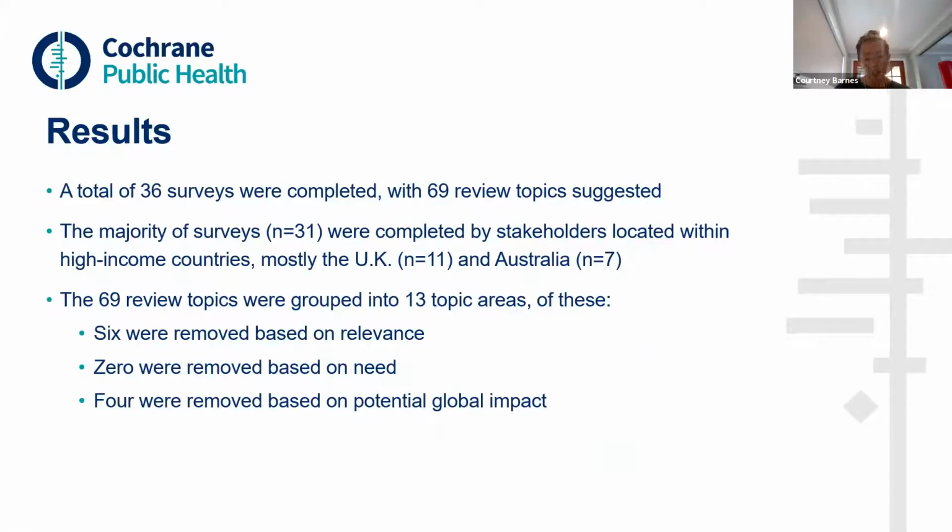So a total of 36 surveys were completed, and the majority of surveys were completed by stakeholders located within high-income countries. The 36 survey participants suggested 69 review topics in total that were grouped into 13 topic areas. These topics were assessed against the previously mentioned criteria, with 6 removed based on relevance, 0 based on need, and 4 removed based on potential global impact.